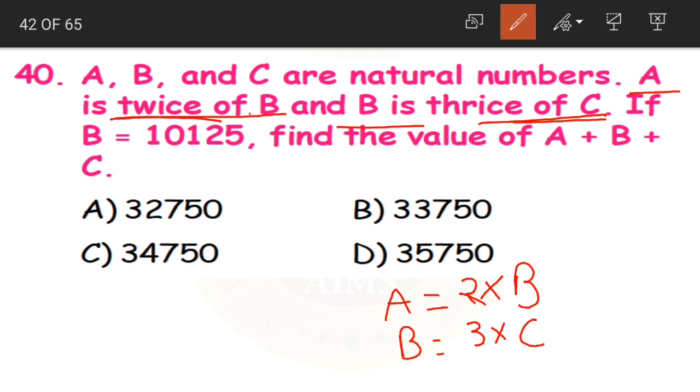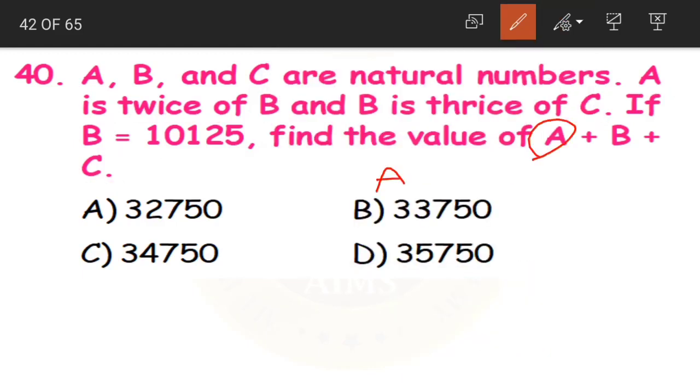Yes. Now what do we know? We know that the value of B is equal to 10125. Now what should we find out? The value of A plus B plus C. Okay children, we should find out the value of A plus B plus C. Now first let us find out the value of A. What did we get? A is equal to 2 into B. So let us multiply. 10125 into 2.